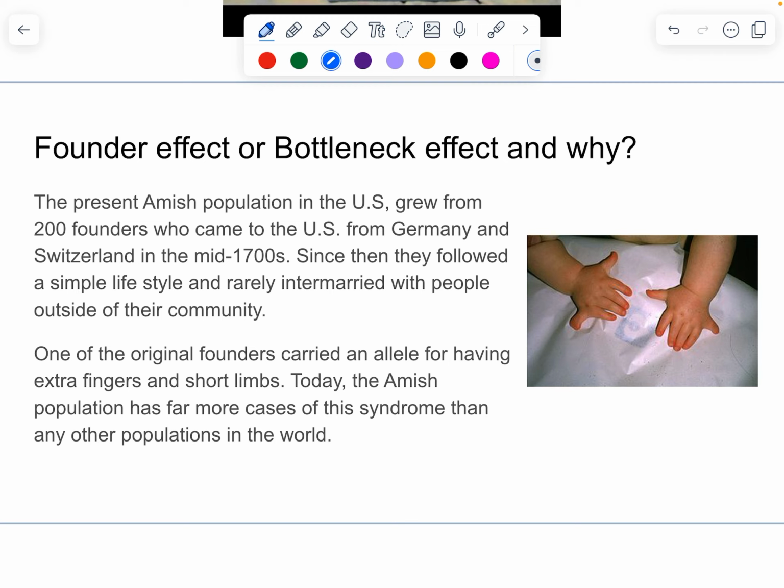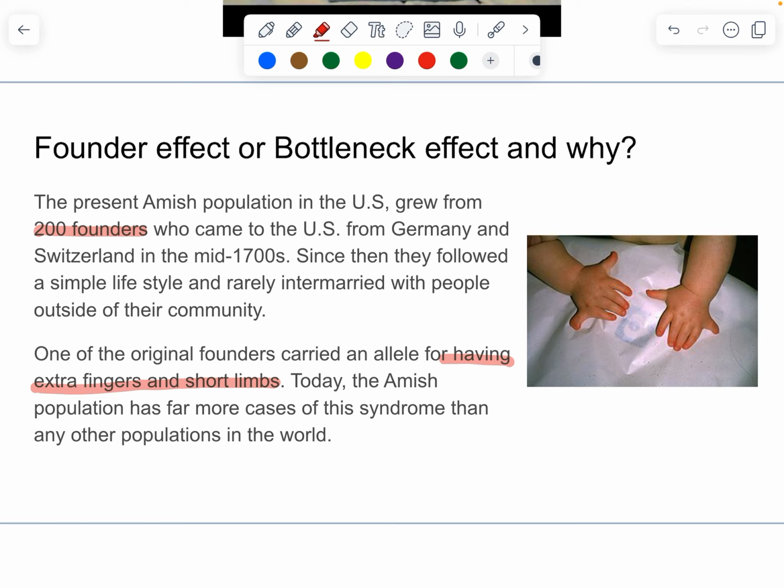So the present Amish population in the US grew from 200 founders who came to the US from Germany and Switzerland in the mid-1700s. Since then, they followed a simple lifestyle and rarely intermarried with people outside of their own community. One of the original founders carried an allele for having 6 fingers, okay? Having extra fingers and short limbs, which we call polydactyl trait. Today, the Amish population has far more cases of this syndrome, polydactyl syndrome, than any other population in the world.